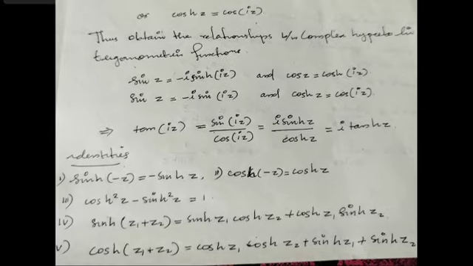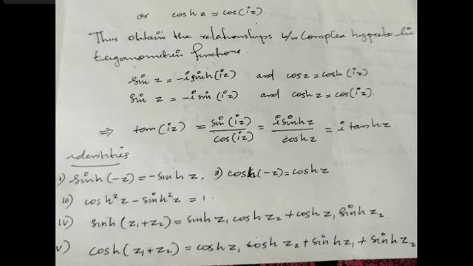The identities which should be studied. First one, sinh of minus z is equal to minus sinh z. Second one, cosh of minus z is equal to cosh z. Cosh square z minus sinh square z is equal to 1.